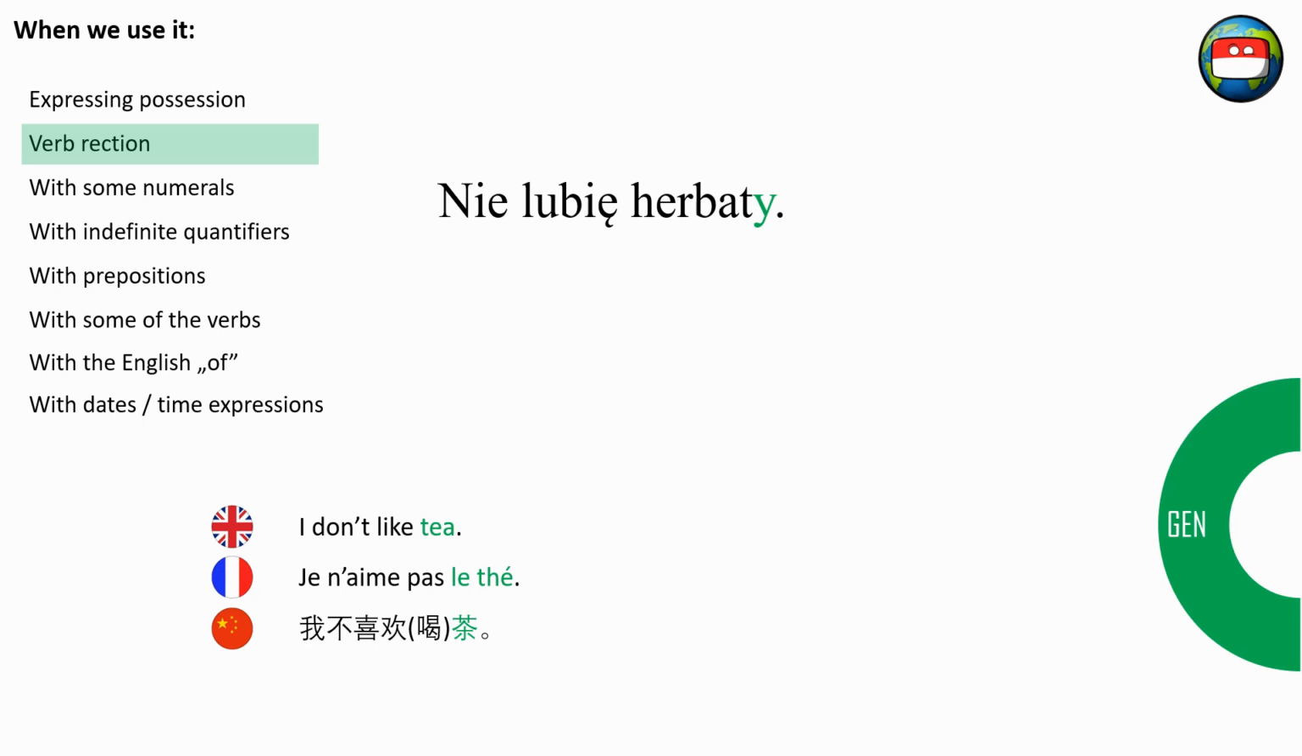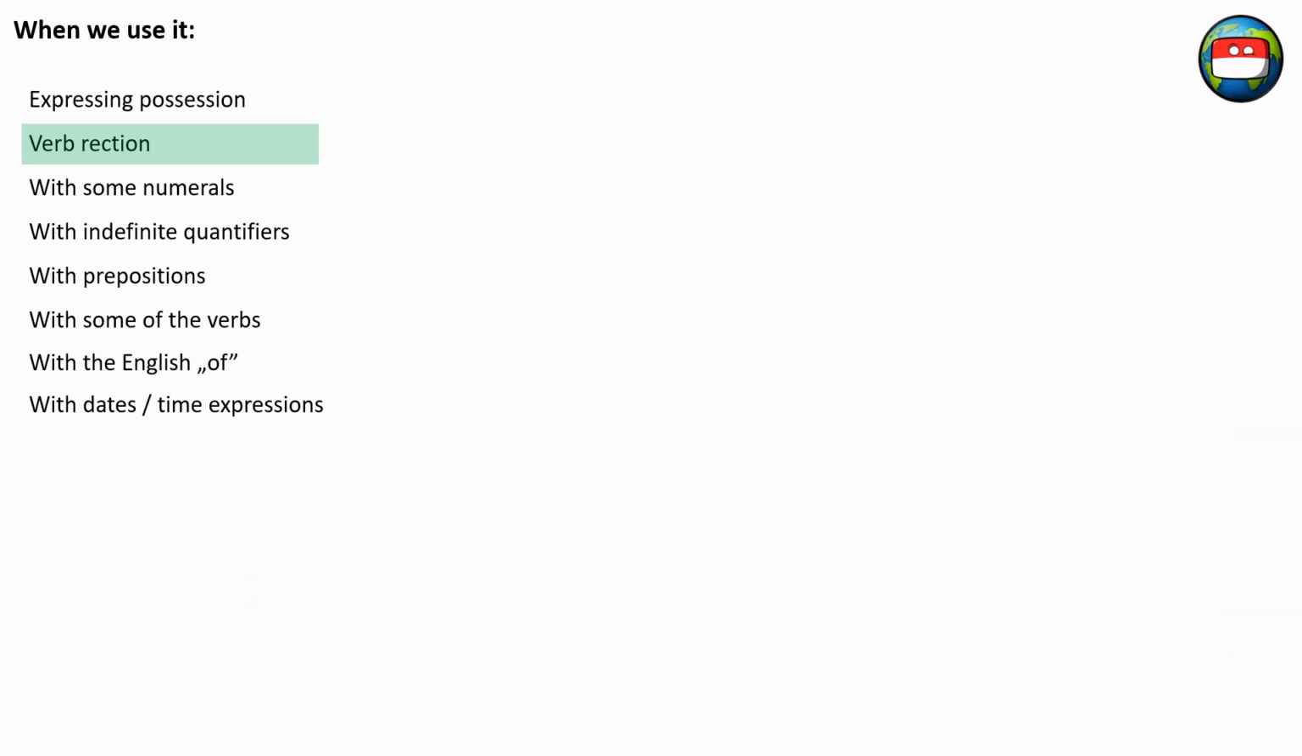This grammar rule occurs only when the accusative case is caused by the verb. If there is a preposition between the verb and the object, the case stays the same. For example, patrzę na nią, I'm looking at her. Nie patrzę na nią, I'm not looking at her.